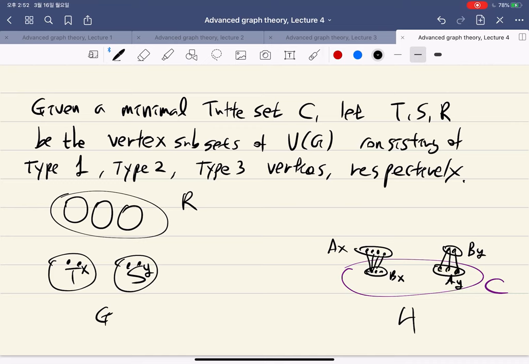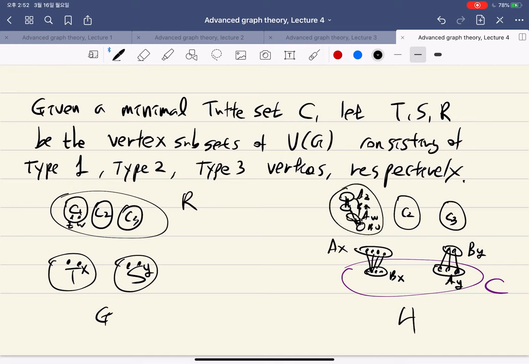And in H, we have certain sets corresponding to each of C1, C2, C3. So C1 consists of several vertices, say G, W. Then in C1, we have AG, BG, AW, BW with certain edges in here. If this C1 was a connected set, then this is also a connected graph. So that's the situation.